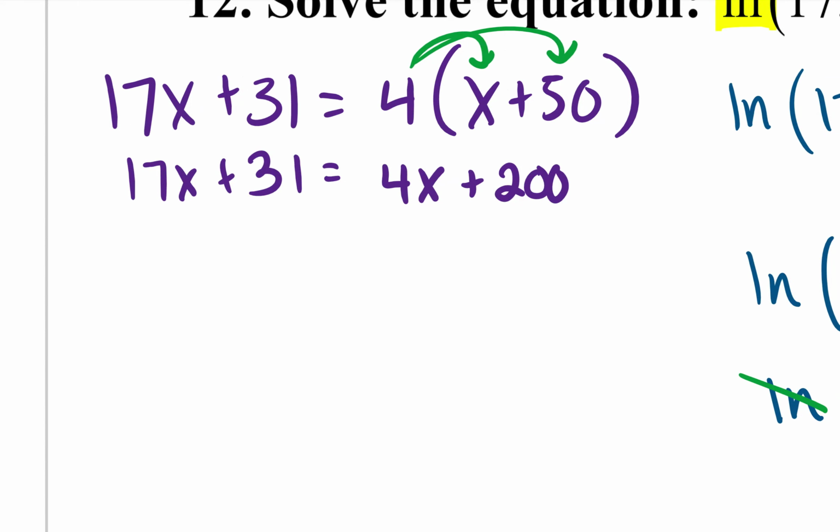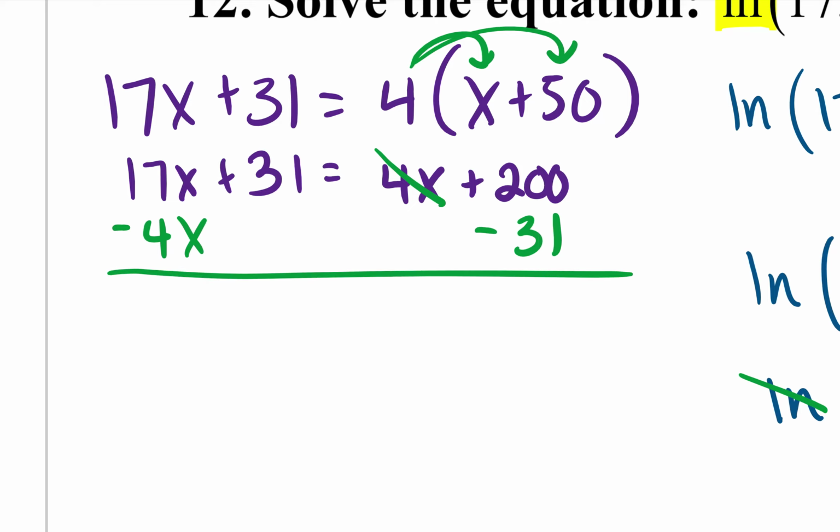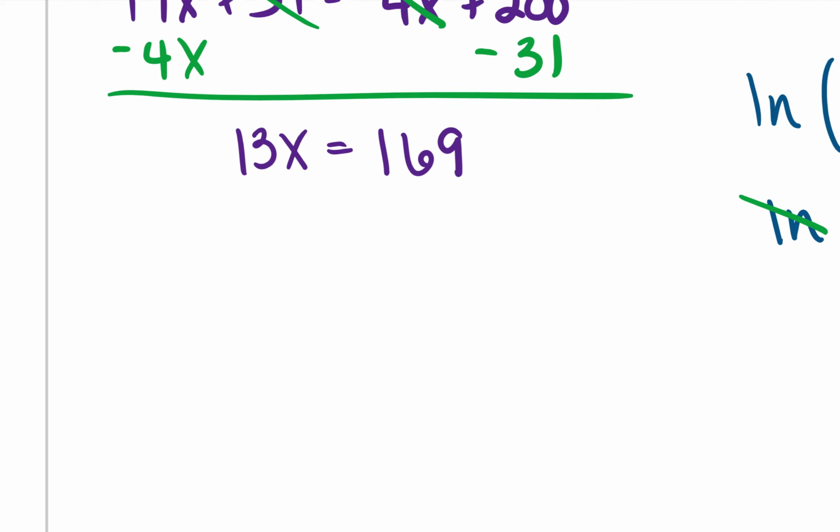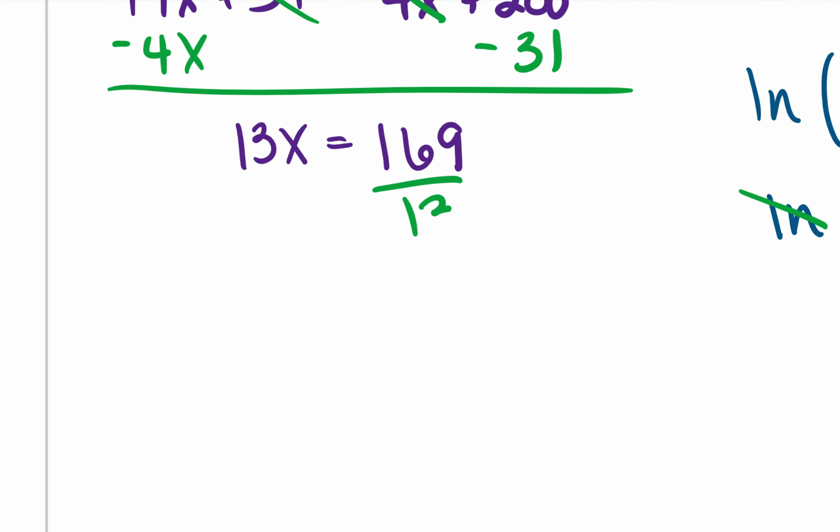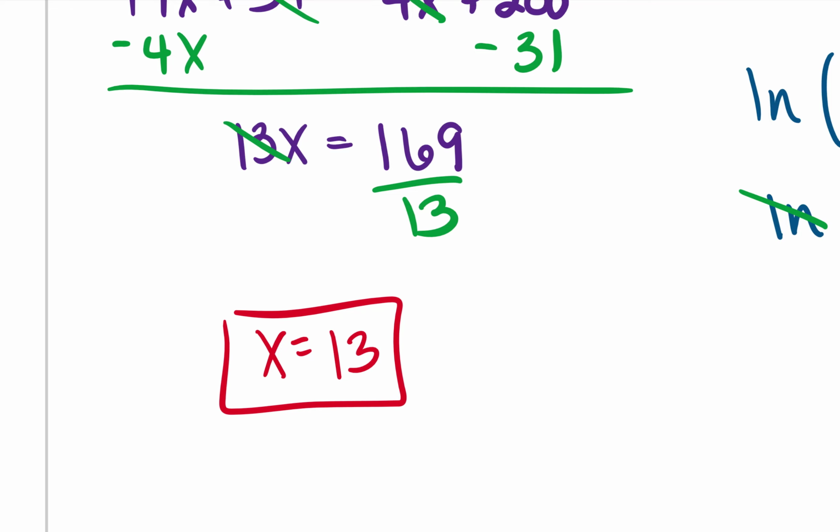Alright, moving on. So I want to solve for x. I move the smallest x over. So if I move 4x over here, this 31 goes over here. That gives me 13x equals 200 minus 31 is 169. And lastly, I divide by 13. So if you know your perfect squares, 169 divided by 13 is 13, because 13 squared is 169.